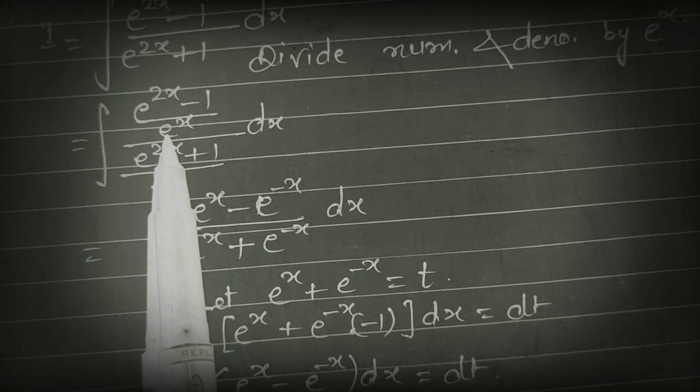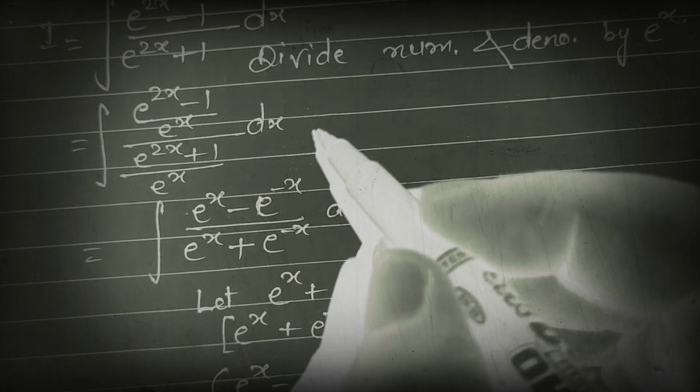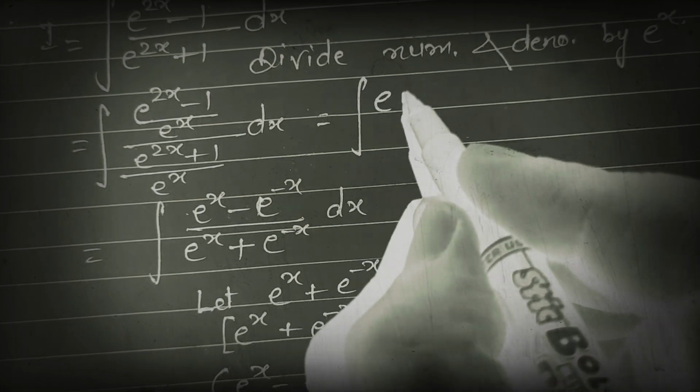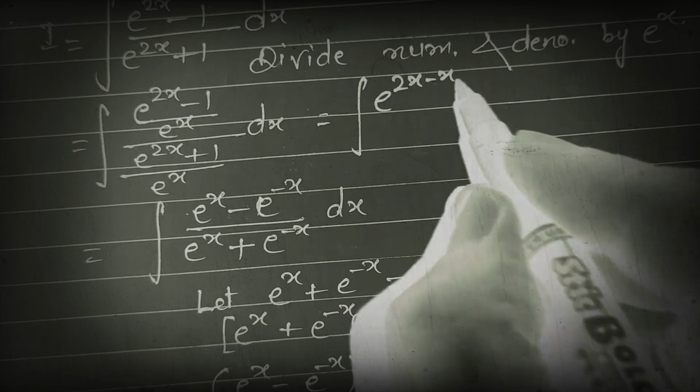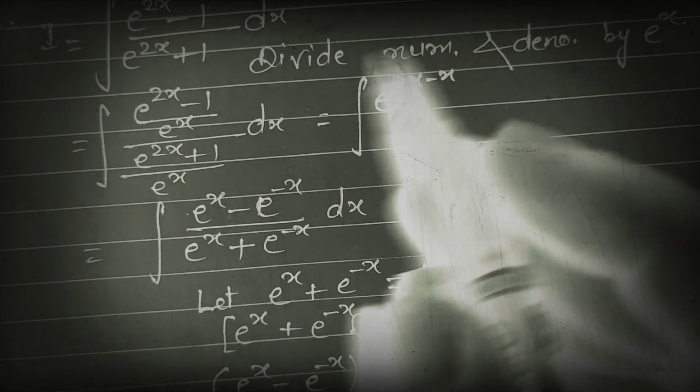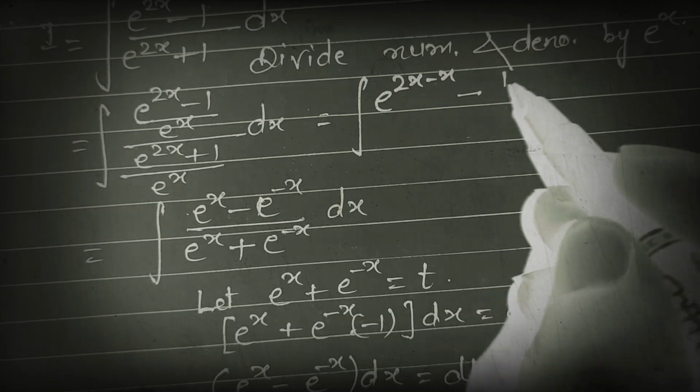Now e raised to power 2x upon e raised to power x: the base is the same, so the powers will be subtracted in the numerator. And 1 upon e raised to power x is 1 upon e^x.